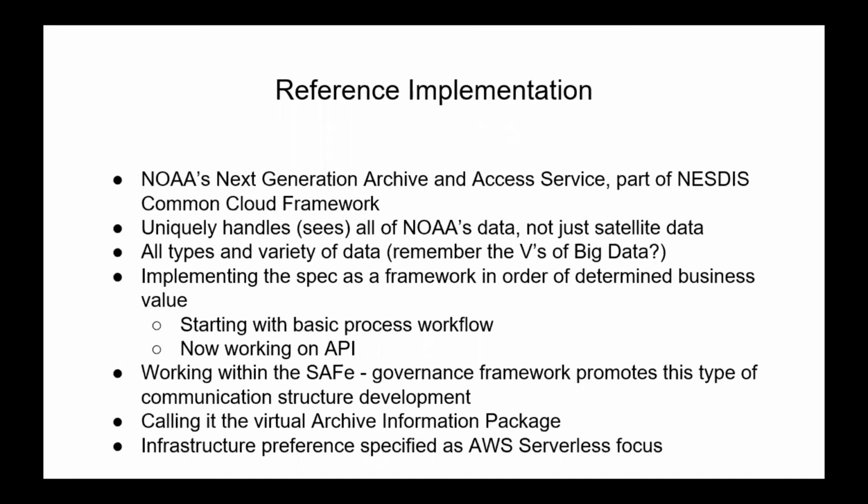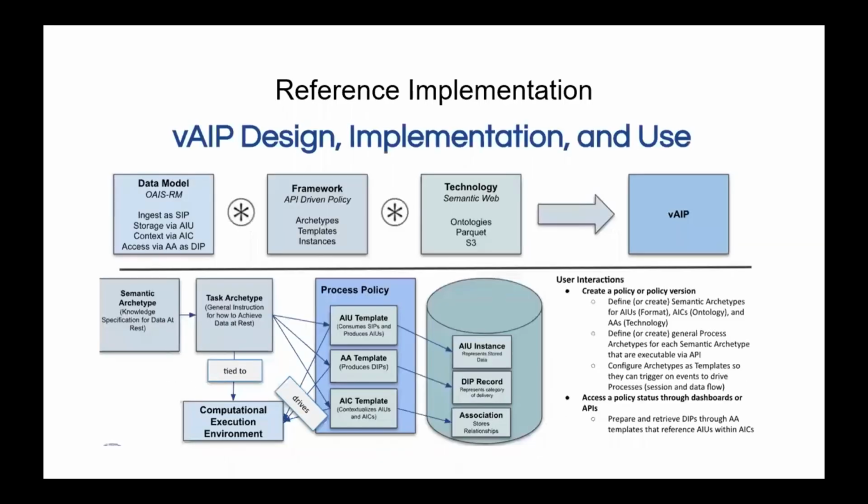Not just satellite data. You remember when big data was a buzzword years ago, we want to handle and we have to see all types and variety of data. We are going by SAFe, the Scaled Agile Framework, as our governance model. So we're only implementing things as the business requirements dictate. But as a composable spec, we can do that as long as we have the basic structure. And this thing is called the Virtual Archive Information Package.